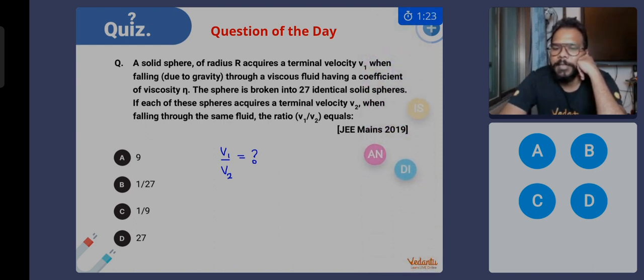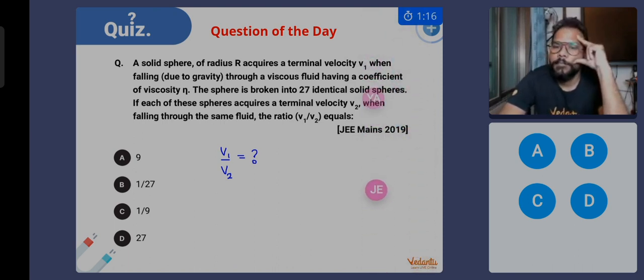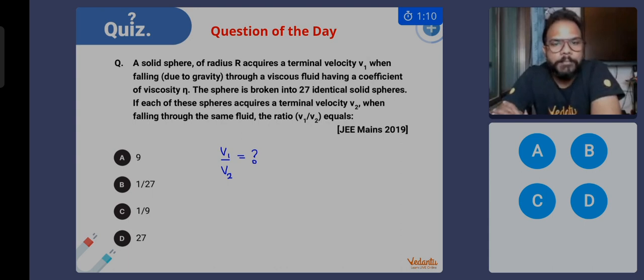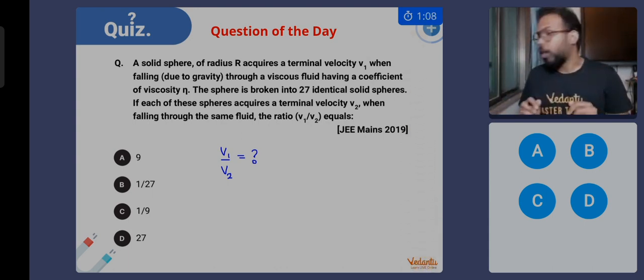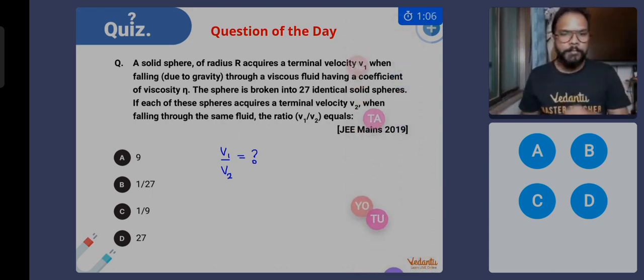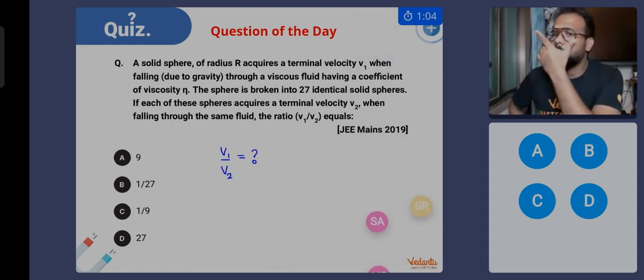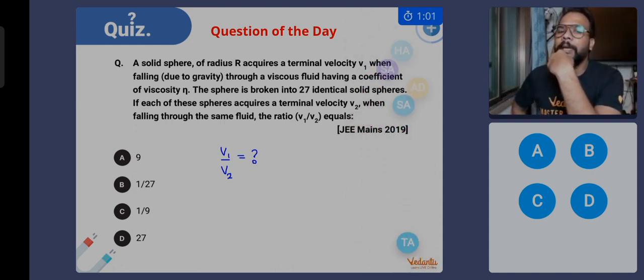Okay, 45 seconds remaining now. Only 30 seconds left. Come on, everyone. Velocity is directly proportional to the square of the radius of the body. The terminal velocity is directly proportional to the square of the radius of the body because both are falling in the same liquid, so it's the viscosity dependency here. Last 5 seconds now. And the moment of truth, let's see.